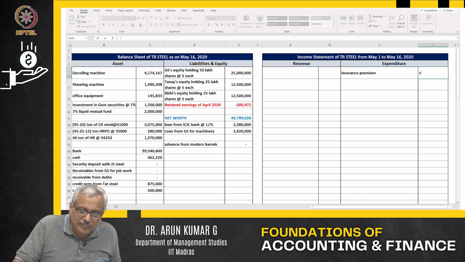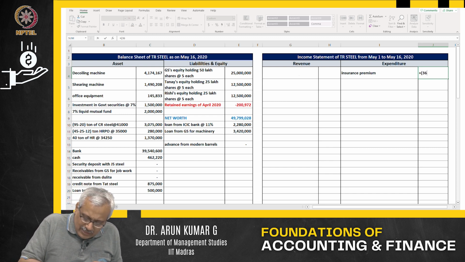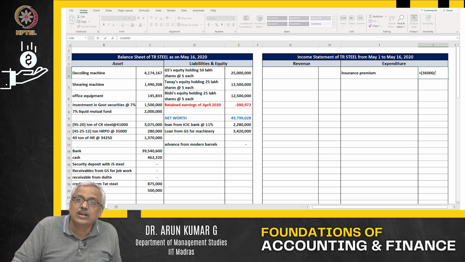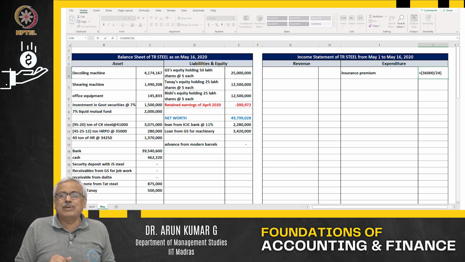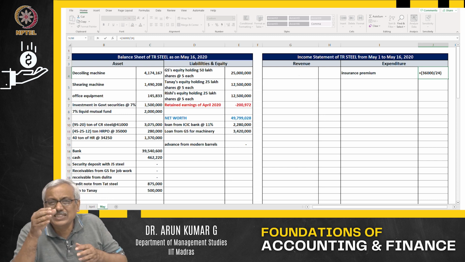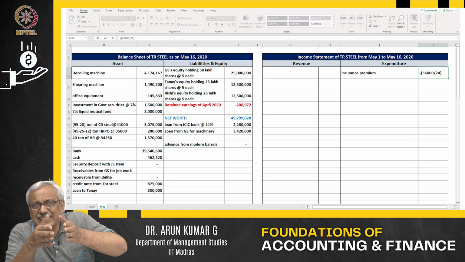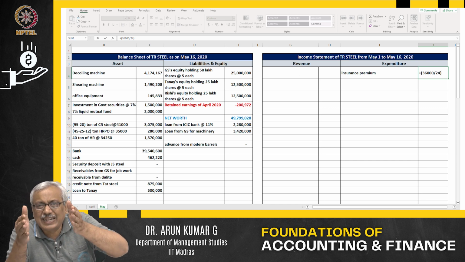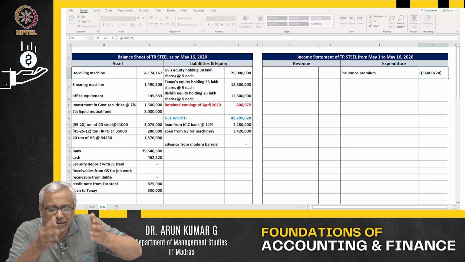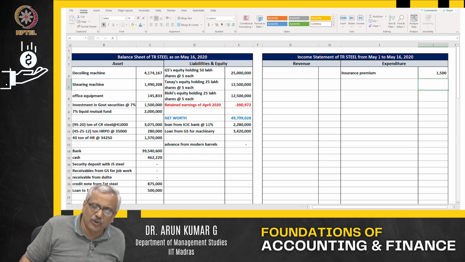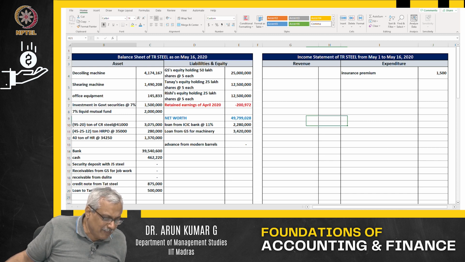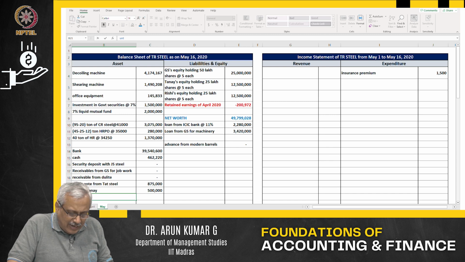And if you look at this 36,000, it pertains to how many months? 12 months. 12 months means what? 24 fortnights. Why am I taking a fortnight? Because the insurance policy is valid from May 16th, so we are taking only a fortnight. There are 24 fortnights in a year. So that means 1500 worth of insurance is pertaining to the month of May. The remaining is what is unutilized.